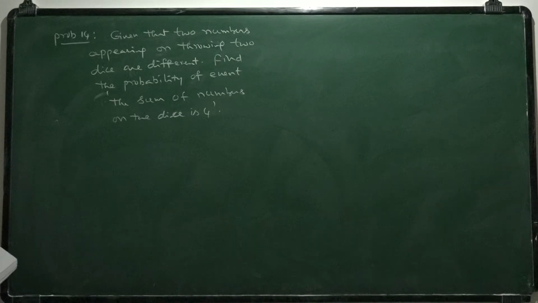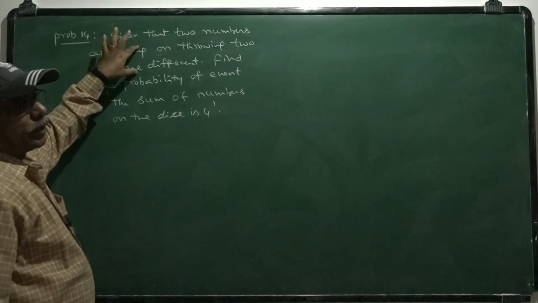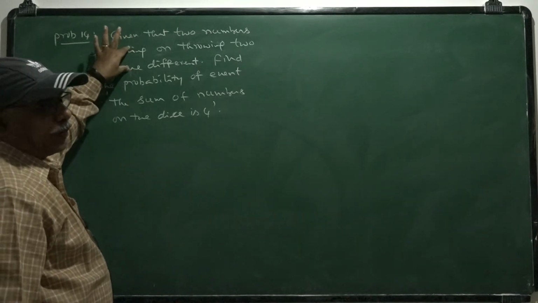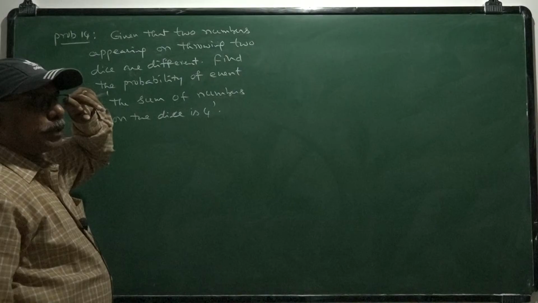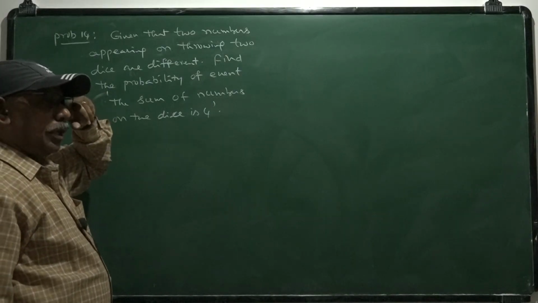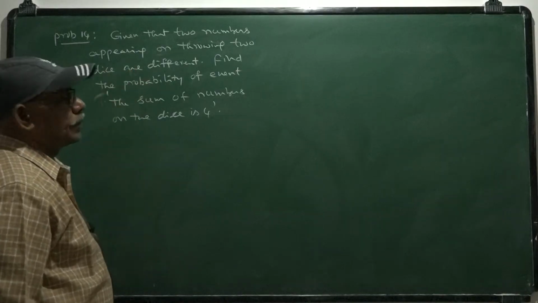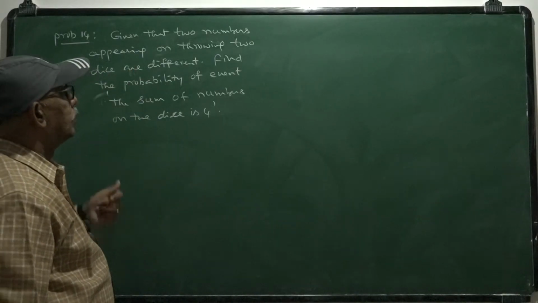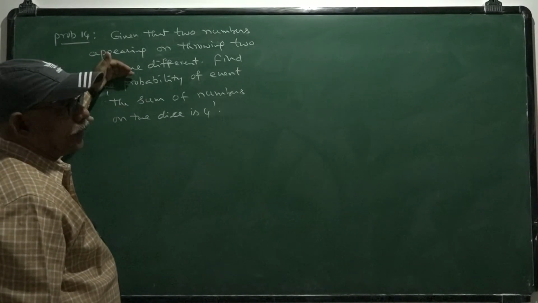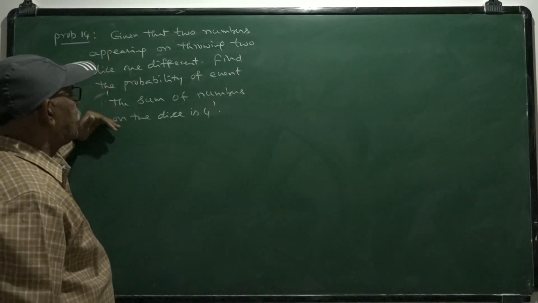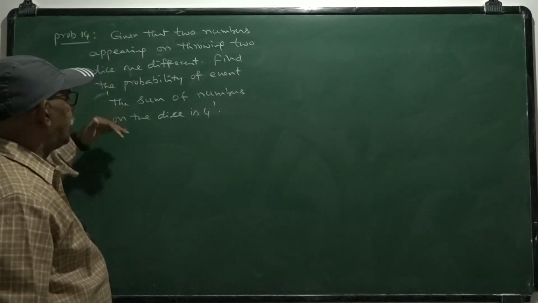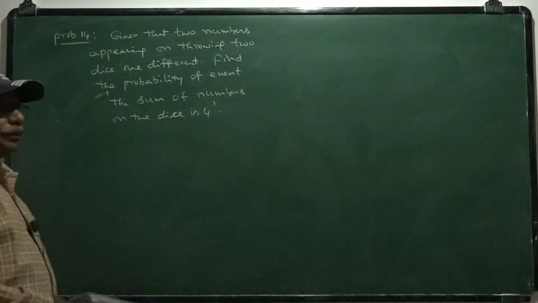Given that two numbers appearing on throwing two dice are different. This is observed. This is the first event, the prior event. Once two dice are thrown, he observed that they show different numbers. That is the first event. Once this observation has happened, what is the probability that the sum of the numbers on the dice is 4?